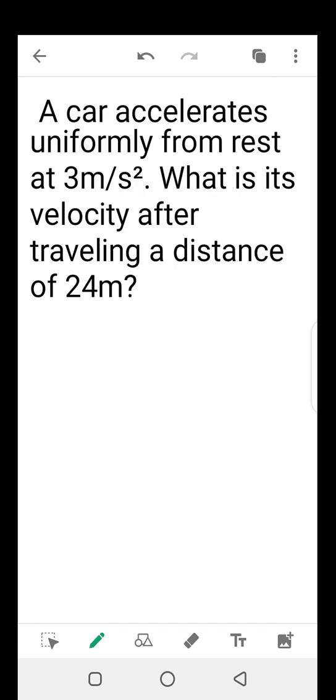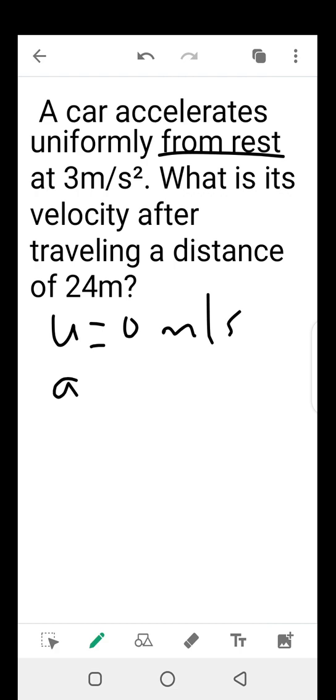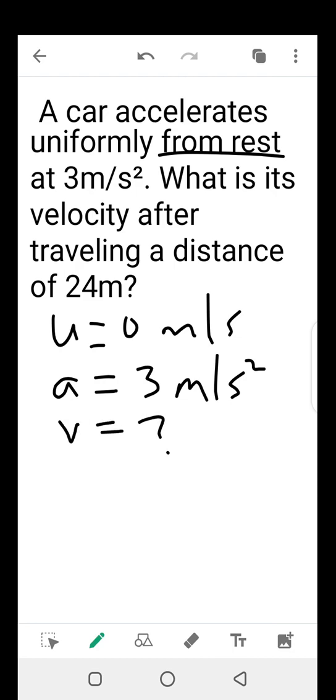In this question, a car accelerates uniformly from rest. Can you see the keyword? From rest. From rest means that U equals 0 meters per second. And they told us that it accelerates at 3 meters per second squared. That's our acceleration, 3 meters per second squared. They are asking us what its velocity is, that is, they want to know its V, the final velocity, after traveling a distance of 24 meters.